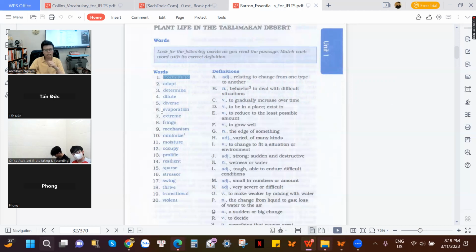Ngoài ra cái từ accumulate có nghĩa là mấy bạn thu thập cái gì đó nó cộng dồn lại. Ví dụ hôm nay tôi accumulate cái từ số 1 đến từ số 4, rồi ngày mai tôi accumulate cái từ số 5 đến từ số 9, thì đó là cái cách mà người ta gọi là cái cộng dồn trong tiếng Anh. Rồi tiếp theo là từ adapt, được gọi là thích nghi.